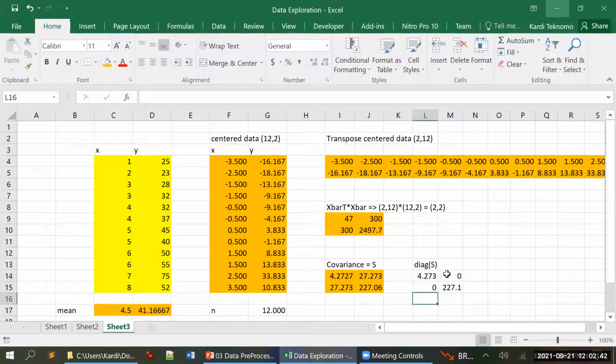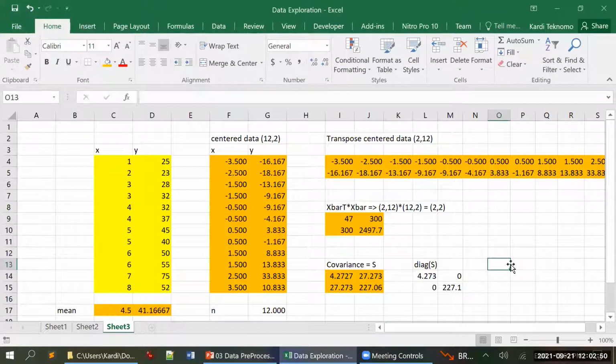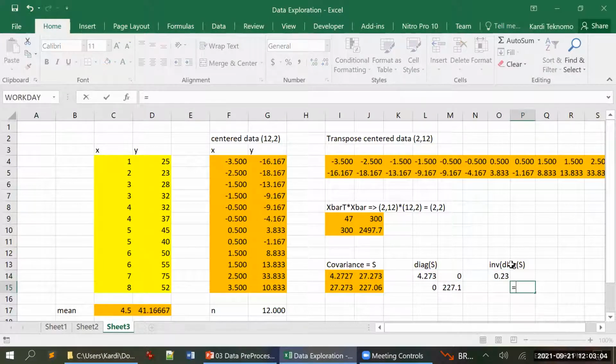So then you get the inverse of the diagonal matrix. The inverse of a diagonal matrix is rather simple. Yes, that one is 1/4. Okay, this one also 1/4. Exactly, another diagonal matrix.